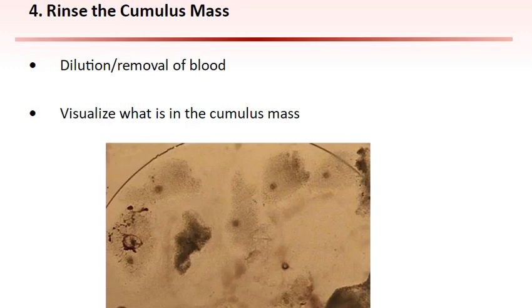Blood obscures vision of the cumulus mass. Thus, the removal of, or significant dilution of, blood in the aspirate makes for easier examination of the cumulus mass for description of the corona radiata and presence of an oocyte. Once the cumulus mass has been rinsed, it is re-examined.